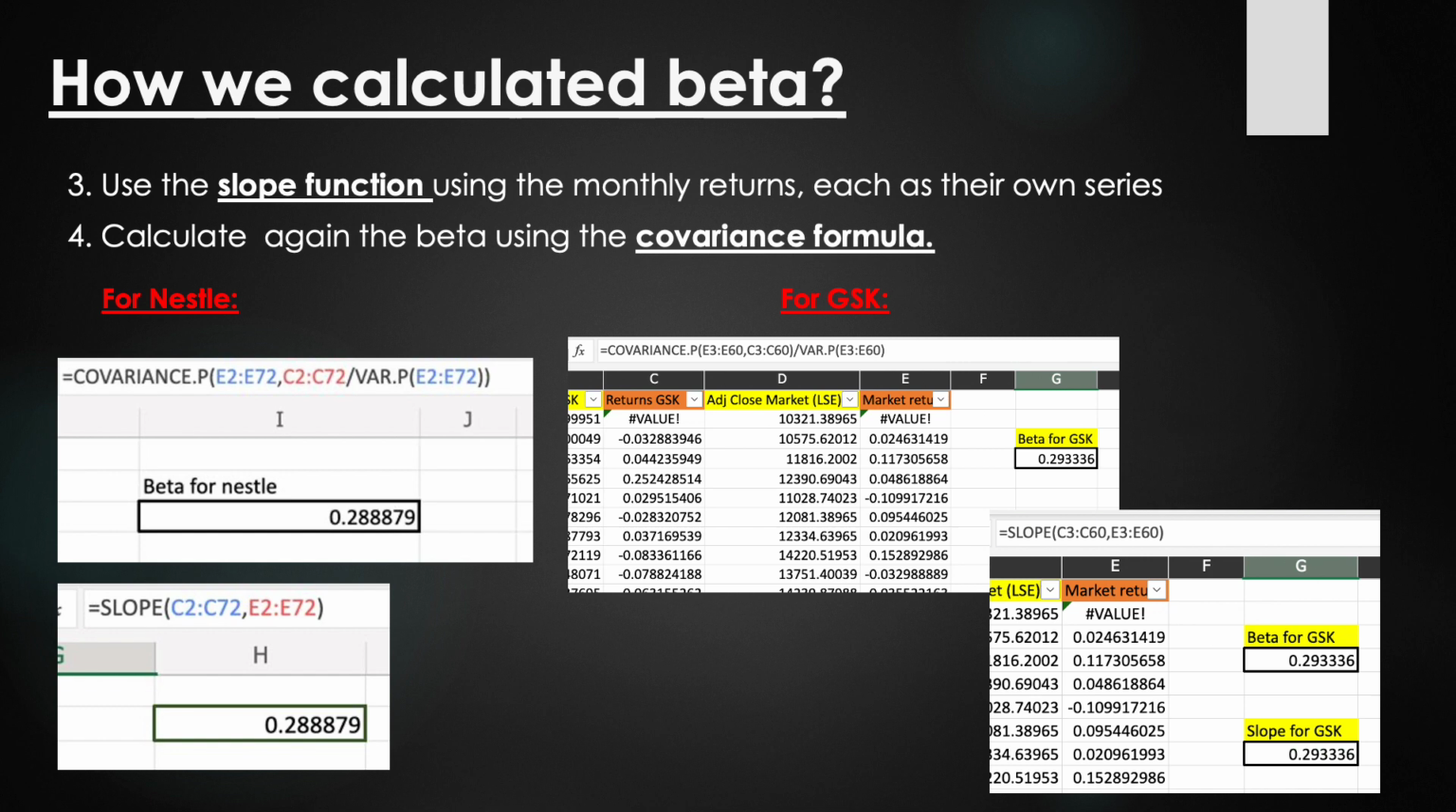So we decided to compute beta using the slope function in Excel for both stocks, and also used the covariance over variance formula to confirm that our results are indeed right. We found both betas to be positive and less than 1 with an upward trend.